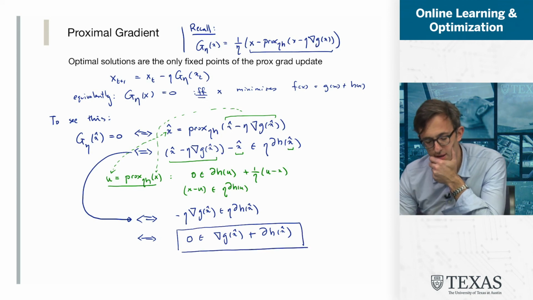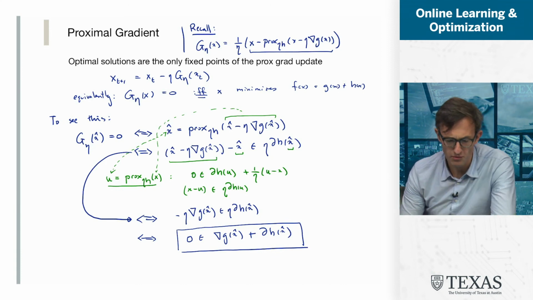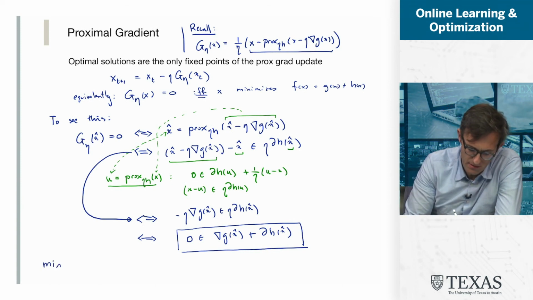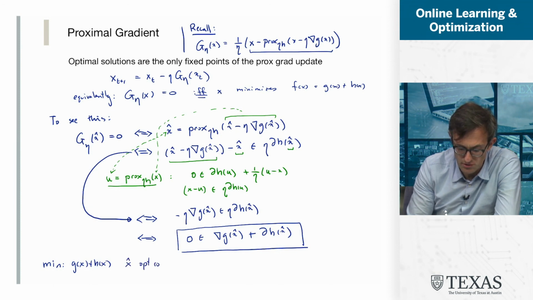What have I just concluded here? Well, what was our original problem? Our original problem is to minimize g of x plus h of x, and our characterization of optimality says that x hat is an optimal solution exactly when 0 is an element of the gradient of g of x hat plus the subdifferential of h of x hat.